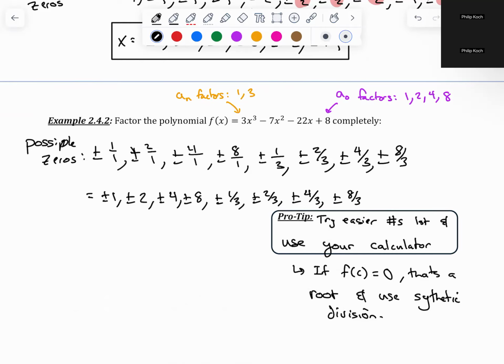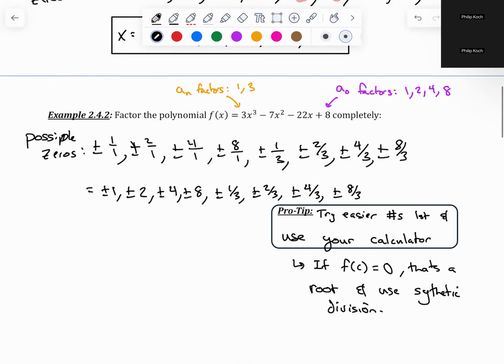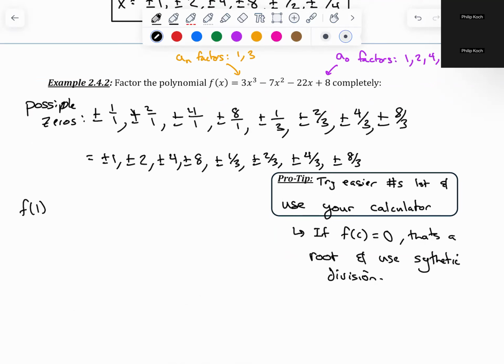So let's plug in 1 raised to the 3rd power. I know that 1 cubed is 1, so I don't necessarily need to, but that's only because it's 1. I'm going to be testing a bunch of numbers, so I want to just make it in the proper format. Minus 7 times, in parentheses, 1 squared. And then minus 22 times 1, and then plus 8. So on your paper, I want you to write f of 1 equals, what is it? Negative 18. So not a factor.